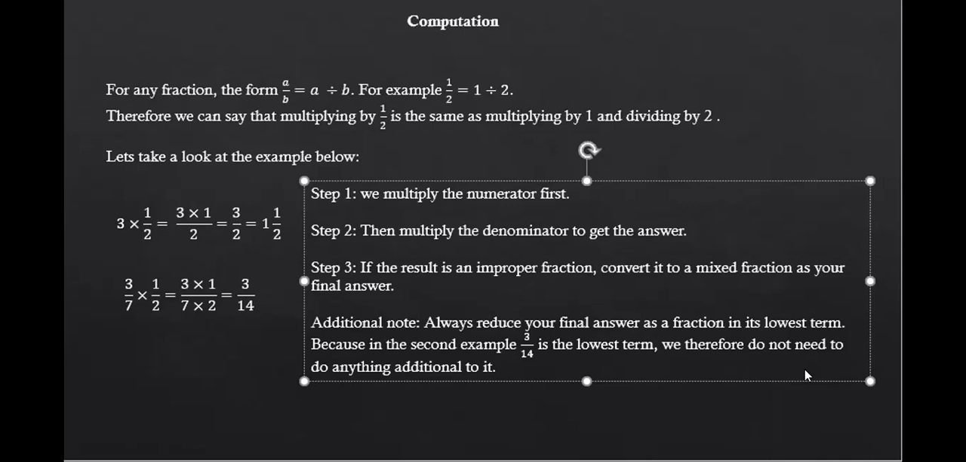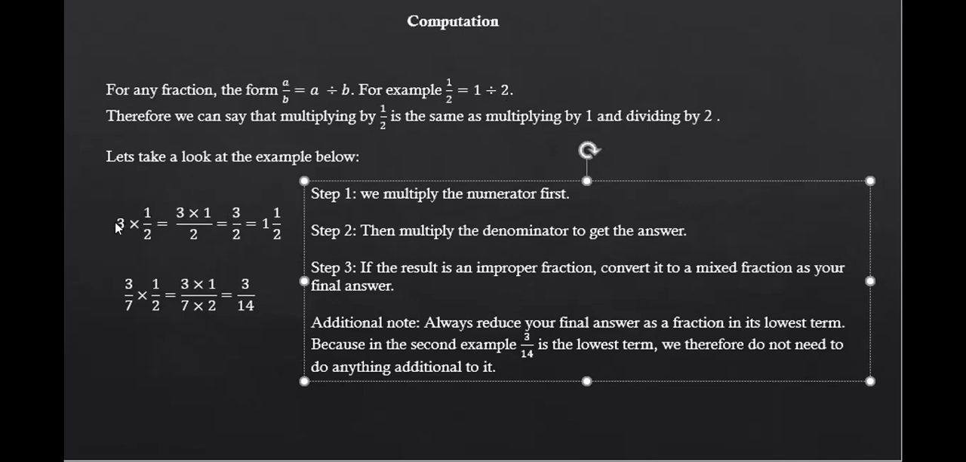Okay, so for any fraction, when it takes on the form A over B, what we are really saying is that the numerator, which is A, is being divided by the denominator, which is B. So a half will be 1 divided by 2. Therefore, we can say that multiplying by a half is the same as multiplying by 1 and dividing by 2. Now let's take a look at the example below.